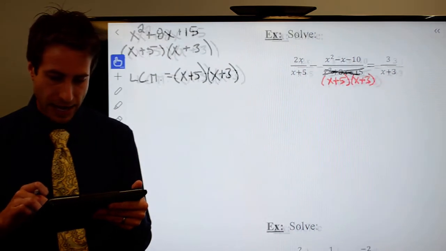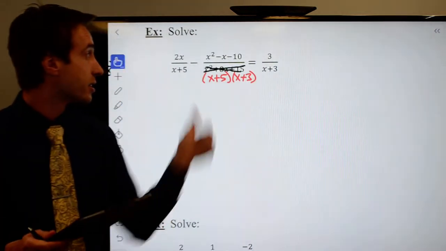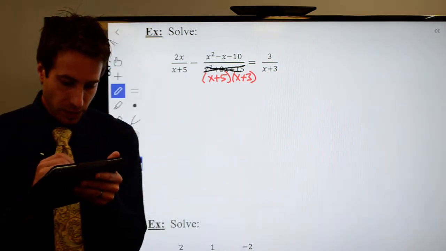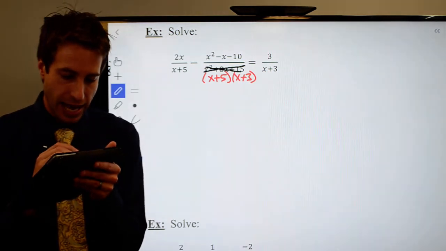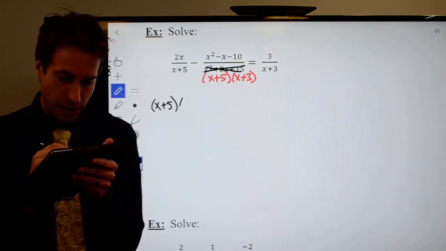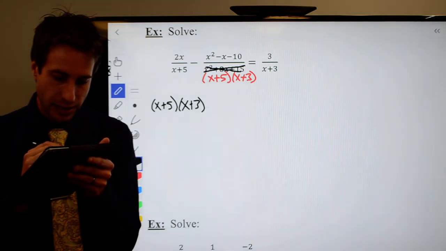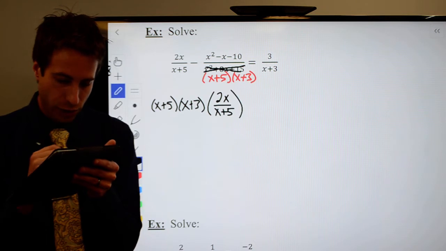So let me slide this back over. Now that I know what my LCM is, give myself some space. Hopefully you can still see that. Here we go. All right, so my LCM was the quantity x plus 5 times the quantity x plus 3. So here we go. I have x plus 5 times x plus 3. That's multiplied by 2x over x plus 5. I'll just do it right now.